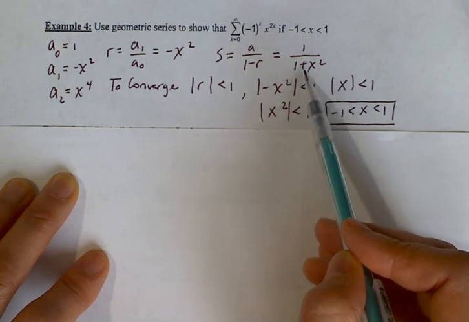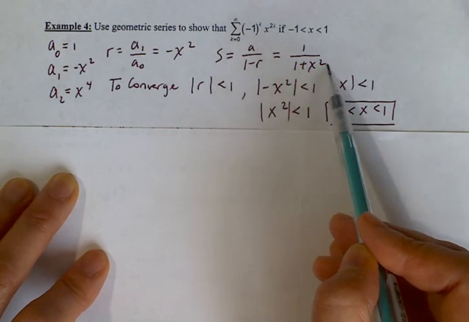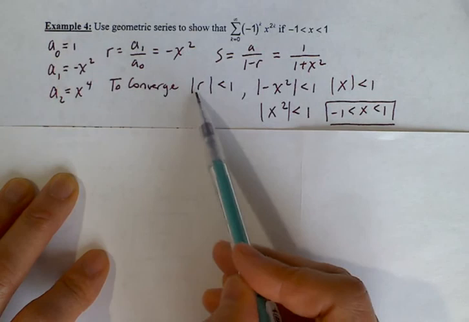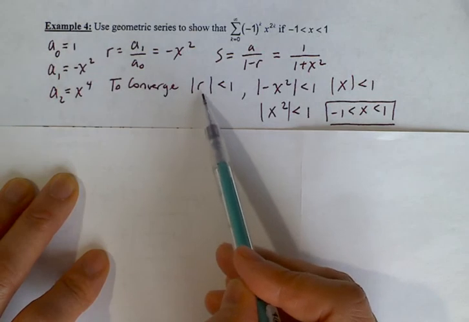So S is equal to a over 1 minus r, which is the same thing as 1 over, and in place of my r, I'm going to put in a negative x squared, so that gives me 1 plus x squared.